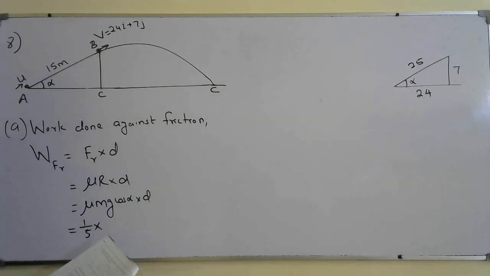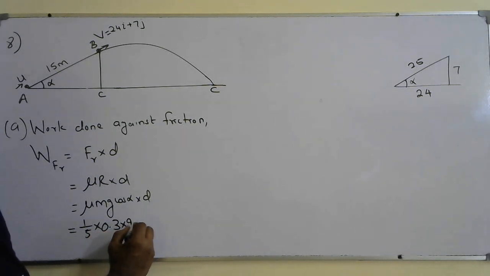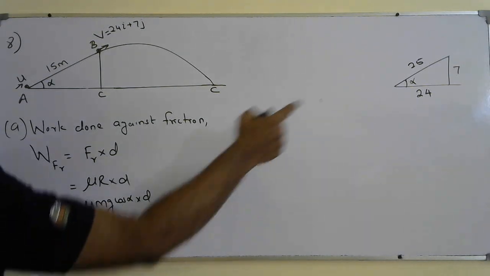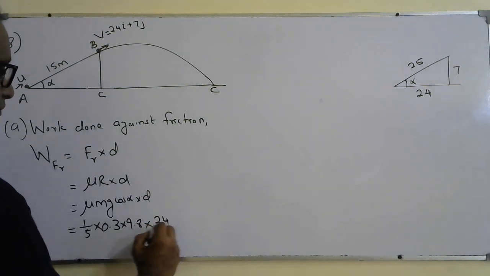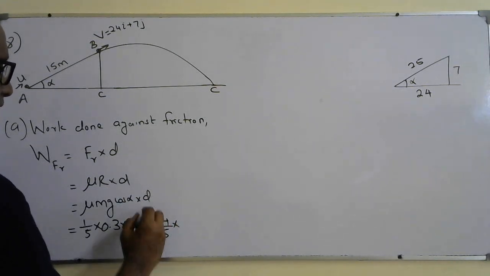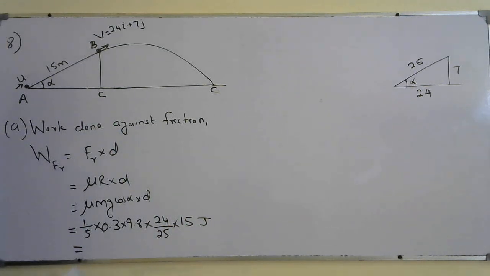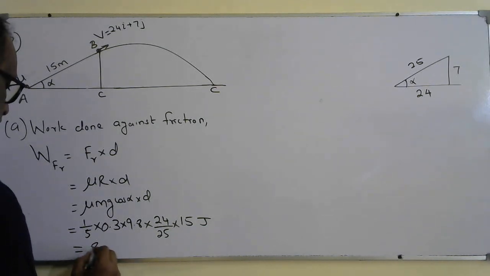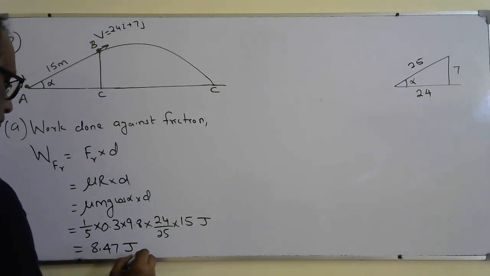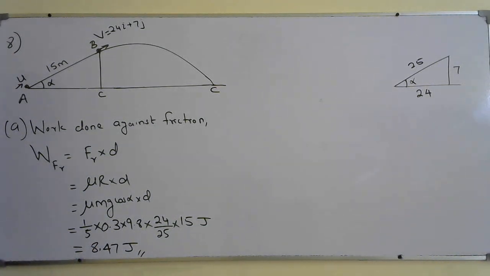Mass of the particle is given as 0.3, 9.8 is g, cos alpha is 24 over 25, into d, 15. This much of joules, solve it. You will get 8.47. That's the first part answer, A part.